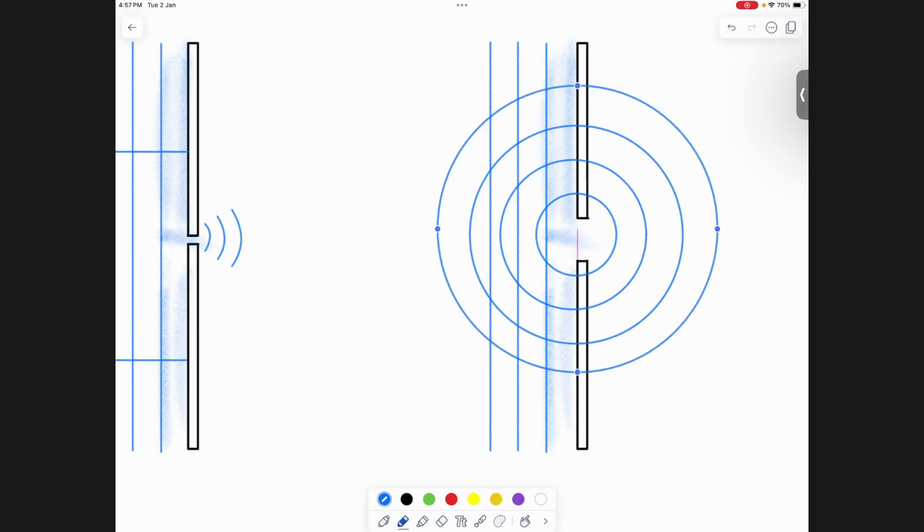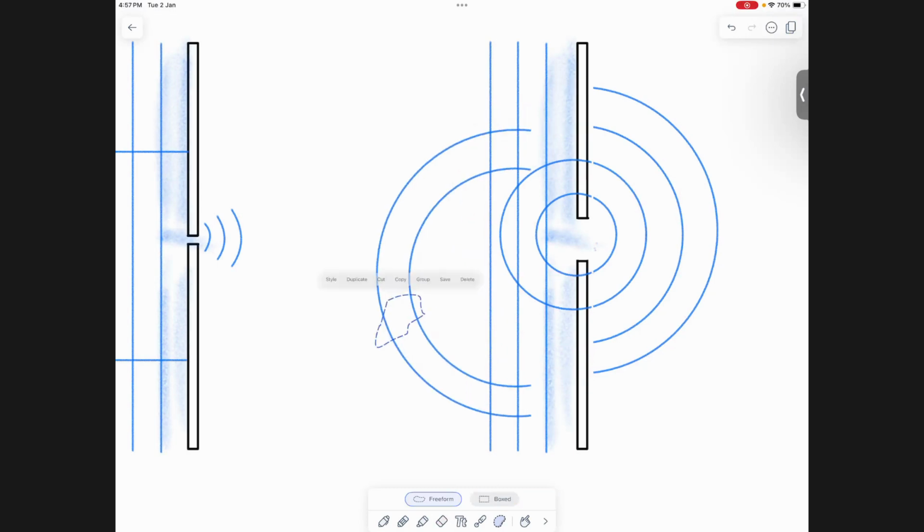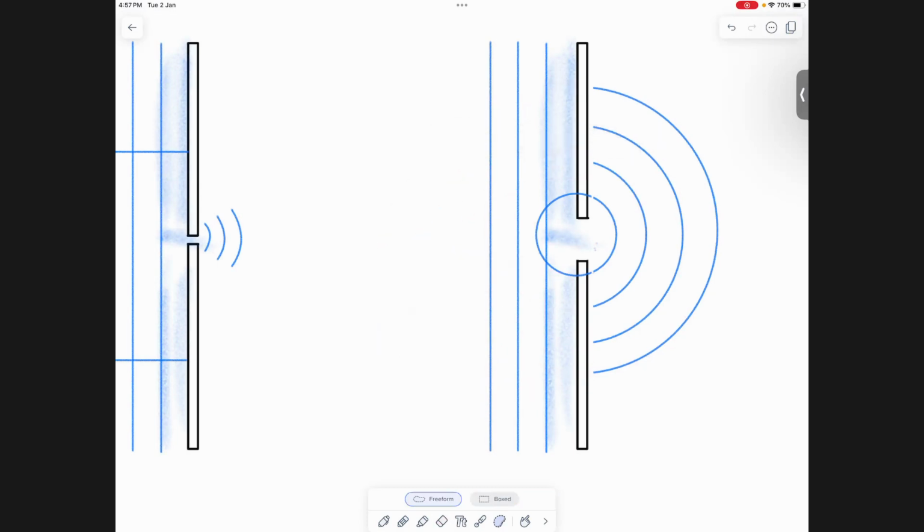Because the entirety of the energy can go out, right? And as a result, you have the formation of this. This is also diffraction, but this is what we refer to as a perfect diffraction. We find that full circular spreading.